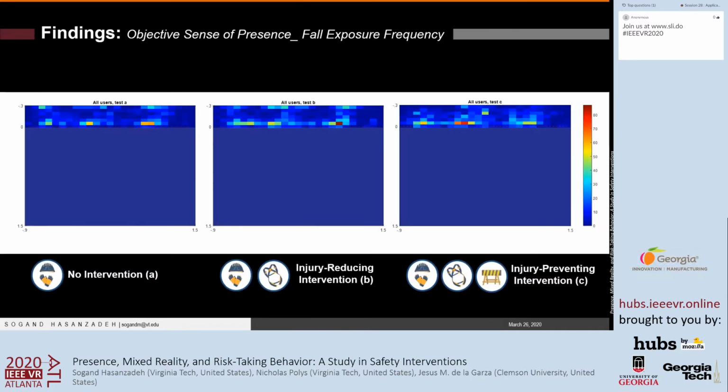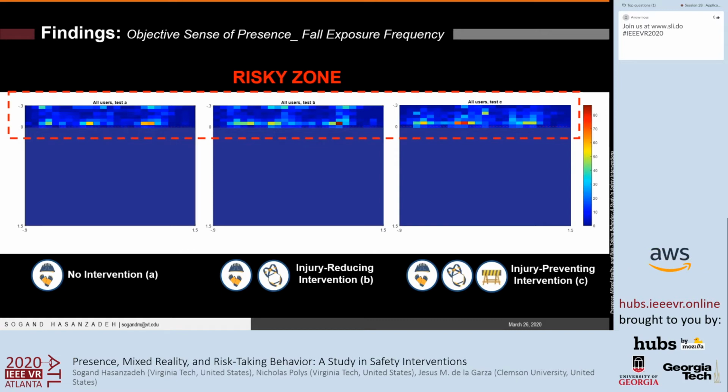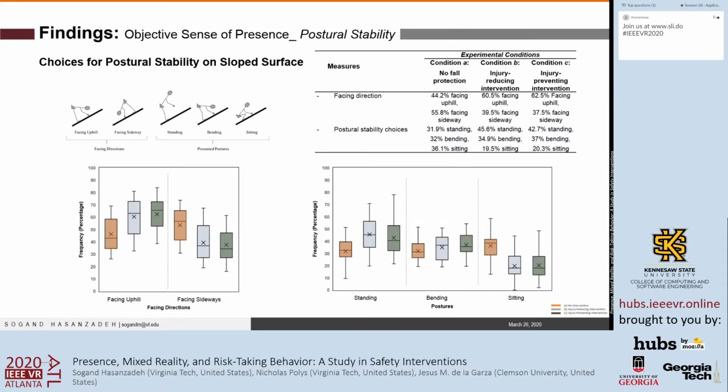The heat map here also showed that the participants stepped into the risky areas more frequently when they had fall safety interventions in place, conditions B and C, compared to when they had no safety intervention in place, which is condition A. The results of the study also showed that the choices of the participants in terms of their postural stability changed significantly under different experimental conditions.